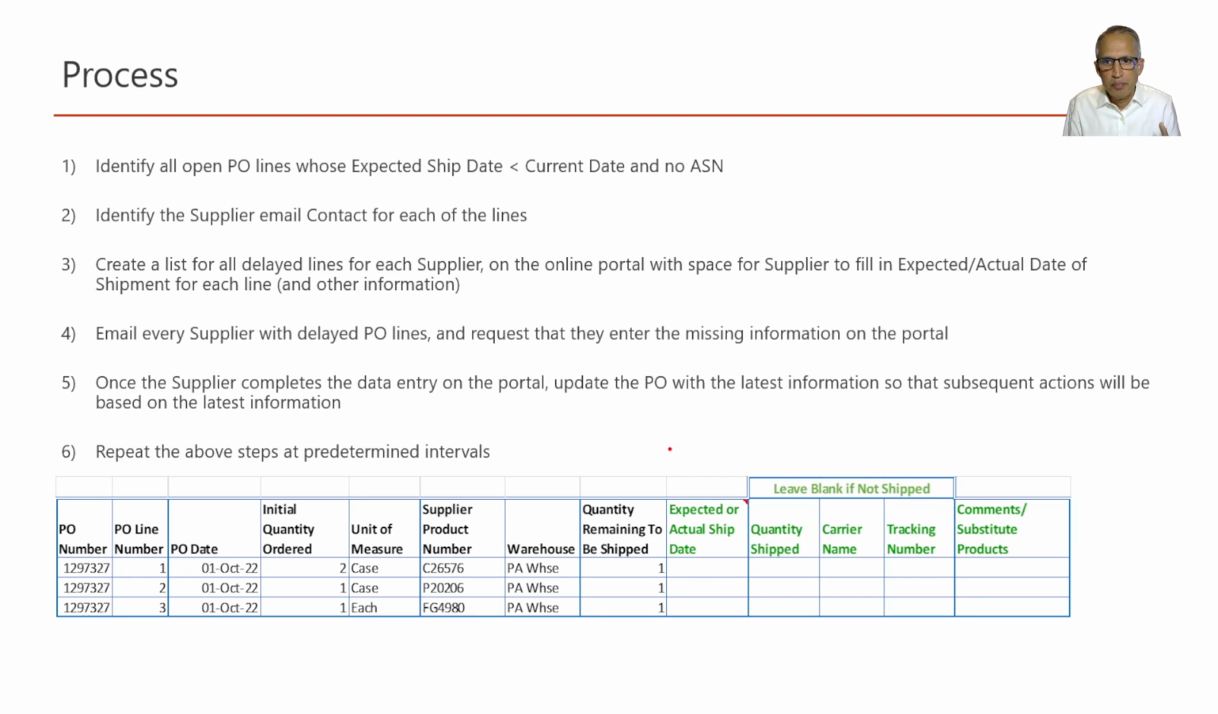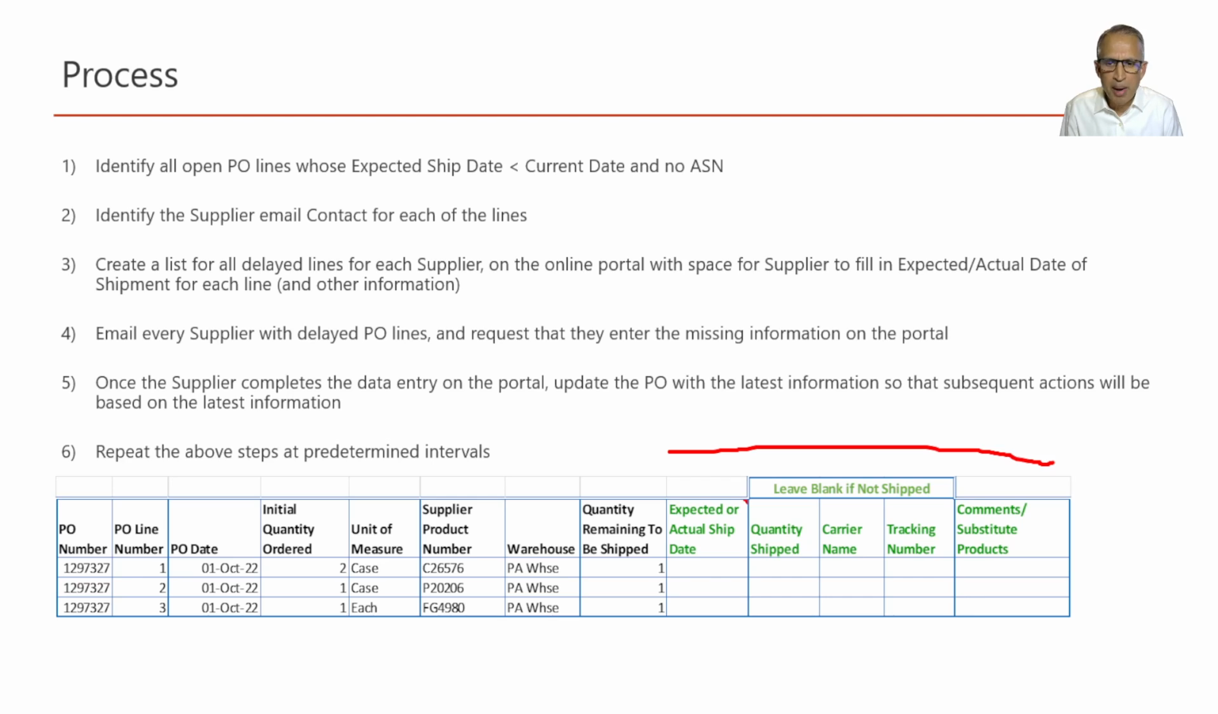Now, the third step is to have an online portal where these lines can be listed along with space for the supplier to fill in the expected date of shipment and other information, which are the columns in green. And of course, the columns which are not in green are pre-populated for the supplier to recognize the PO lines.